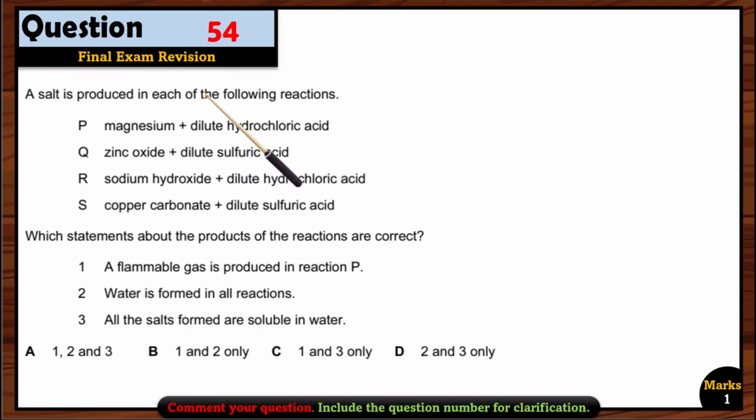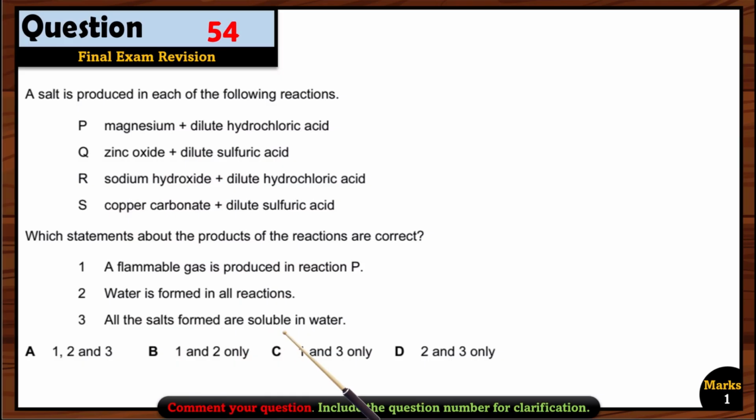Question 54. A salt is produced in each of the following reactions. Which statements about the product of the reactions are correct? Okay. So when magnesium react with dilute hydrochloric acid, we are going to get magnesium chloride, right? And hydrogen gas. So a flammable gas is produced in reaction B, right? Hydrogen is a flammable gas. Now, water is formed in all the reaction. Let's see. No, in this P, no, it will not form. So that's why we don't need to look for other options. But in the first one, we did not get water, right? So that's why this option is not right.